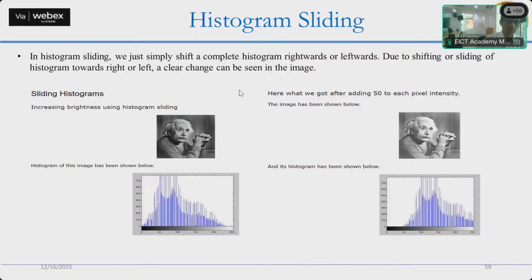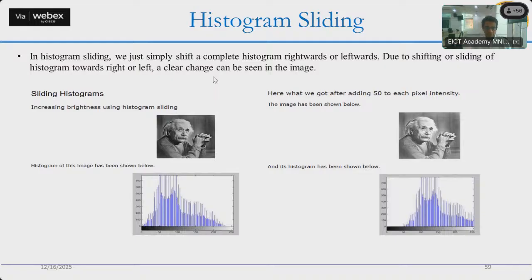And what about histogram sliding? Histogram sliding means we have shifted it. The complete histogram shape has not been changed, it has been shifted. So what does it reflect? It is basically the brightness. In histogram sliding, we simply shift the complete histogram rightwards or leftwards, depending upon whether you want to reduce the darkness or increase the darkness. Due to shifting or sliding of the histogram towards right or left, a clear change can be seen in the image.